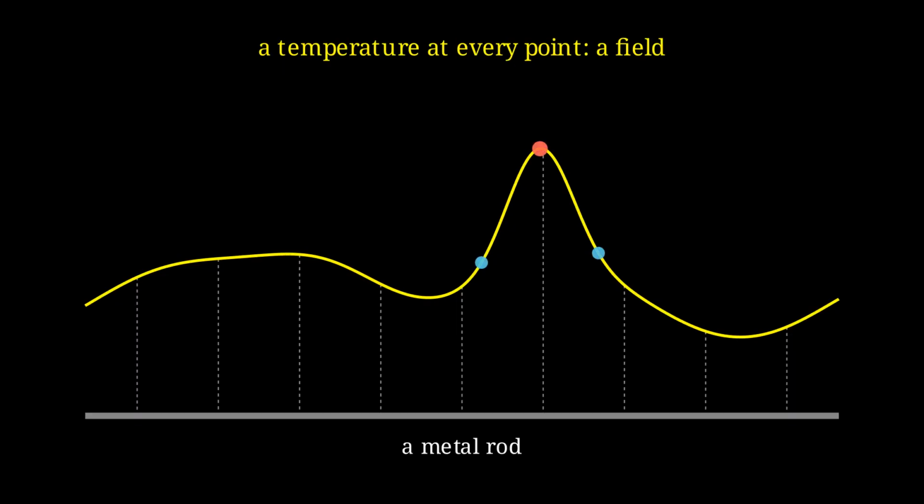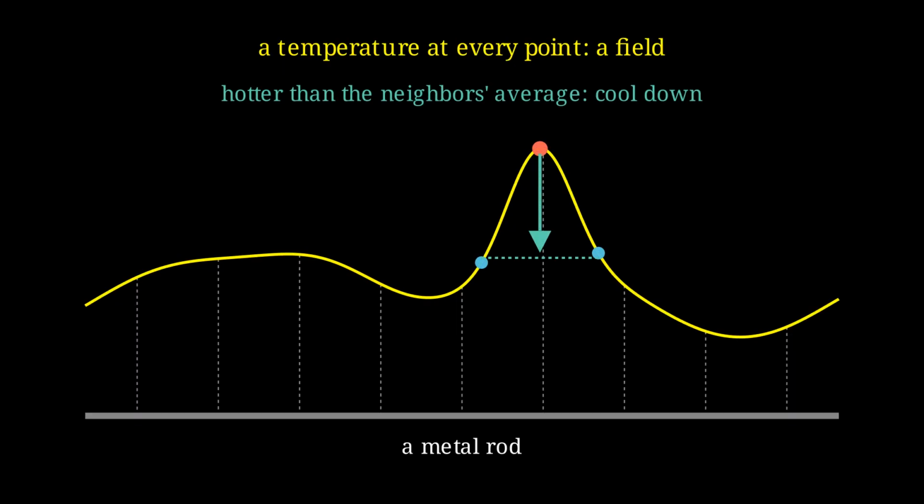The rule for heat could not be friendlier. Each point looks at its two neighbors and asks, am I hotter or colder than their average? Hotter and I cool down, colder and I warm up, in proportion at every point all at once. That sounds less like new mathematics and more like gossip spreading down a row of seats. It is exactly that, and watch what the gossip does to a spike of heat.